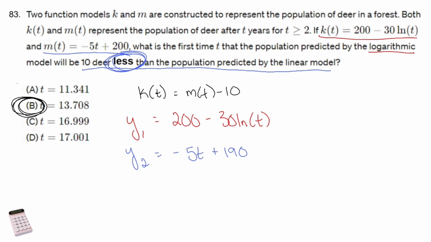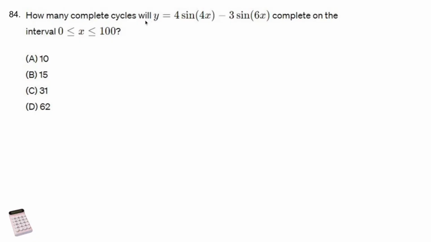Hope this helps. How many complete cycles will y equals 4 sine 4x minus 3 sine 6x complete on the interval 0 is less than or equal to x is less than or equal to 100? So, all right, well, this is what I would do. The last thing I want to do is graph that.